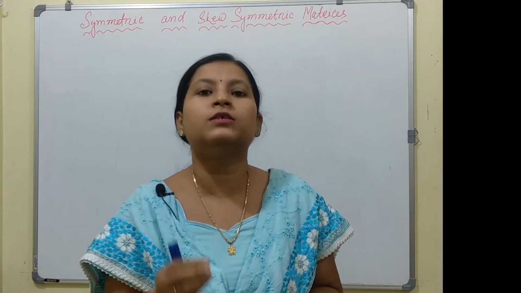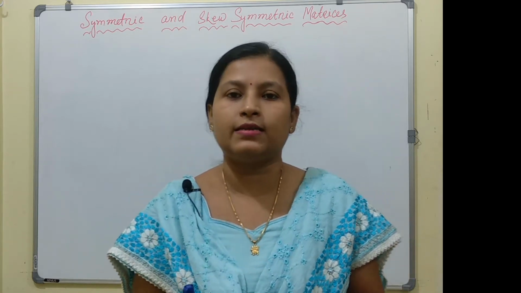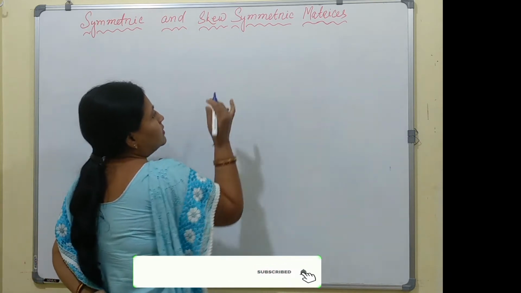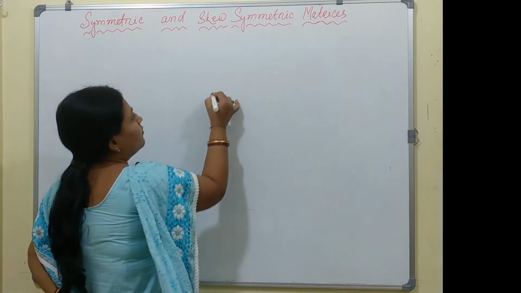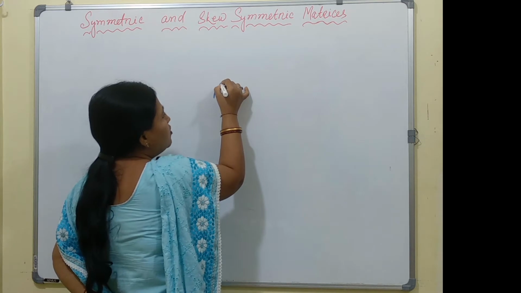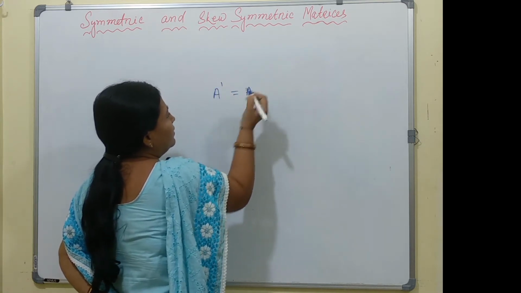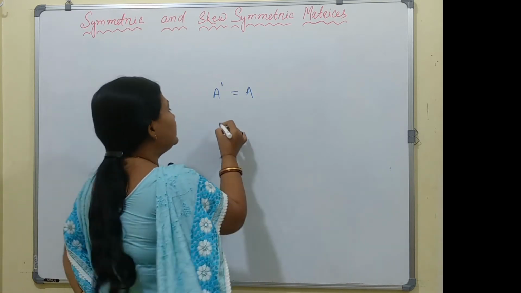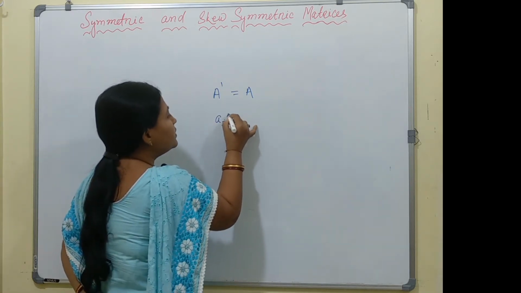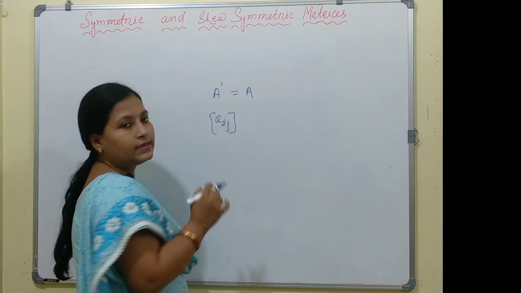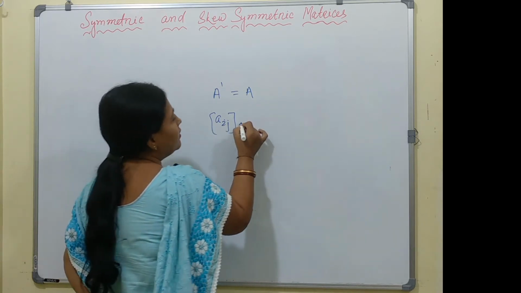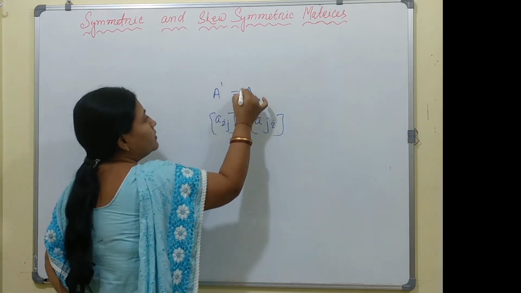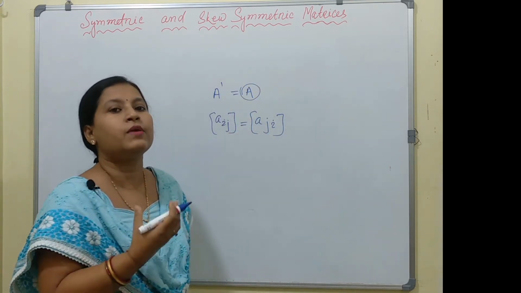First of all, a symmetric matrix is a square matrix. A square matrix is called a symmetric matrix if A transpose is equal to A. That means, we can write the general form of the matrix as Aij. If Aij is equal to Aji, then the matrix A is called a symmetric matrix.